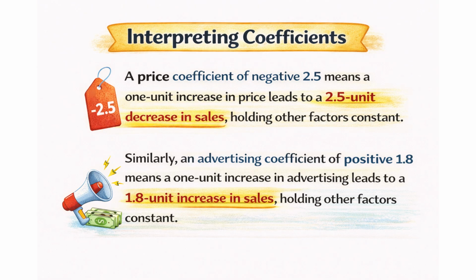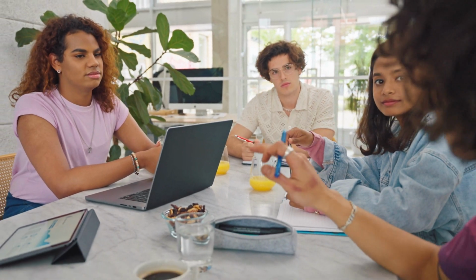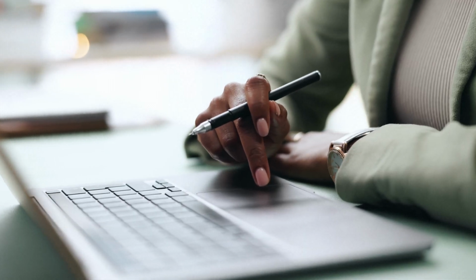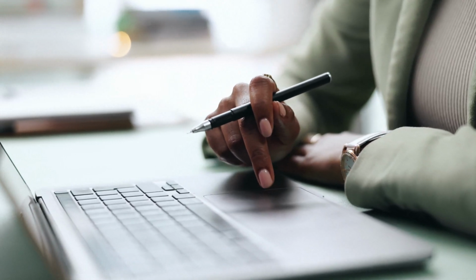Similarly, an advertising coefficient of +1.8 means a 1 unit increase in advertising leads to a 1.8 unit increase in sales, holding other factors constant. These interpretations help managers make informed decisions. Hypothesis testing is what transforms regression from a mathematical tool into a decision-making tool. It allows us to separate real signals from random noise. Instead of guessing which factors matter, we can scientifically test them.